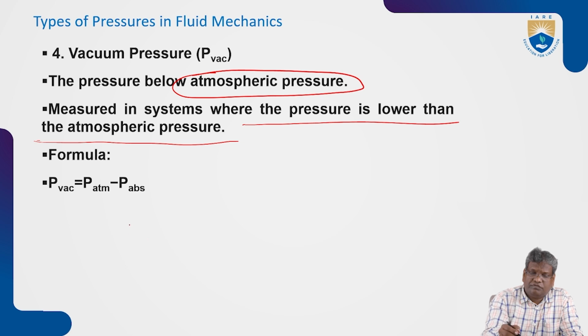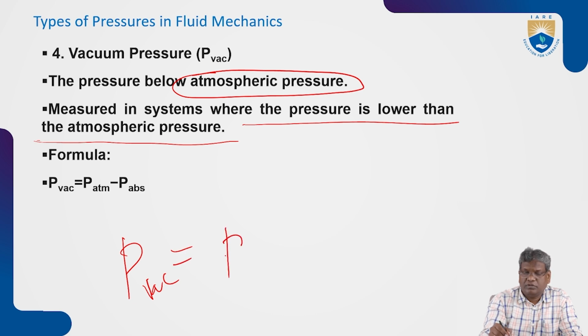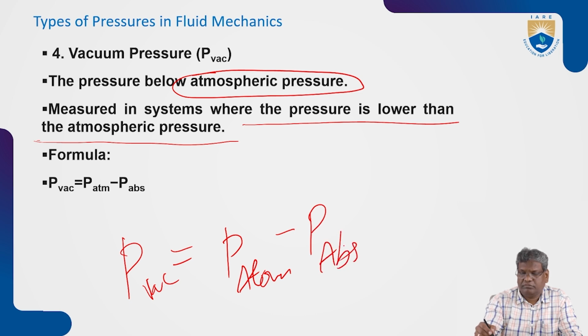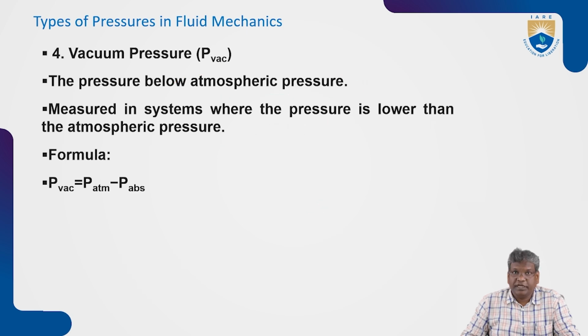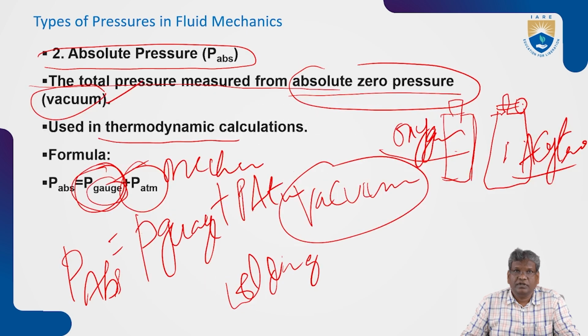In terms of formula, we can write vacuum pressure is equal to atmospheric pressure minus P absolute, the absolute pressure. So vacuum pressure is the difference of atmospheric pressure minus absolute pressure, whereas absolute pressure is the sum of the gauge pressure plus atmospheric pressure.